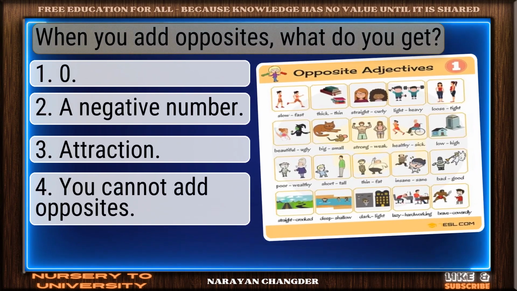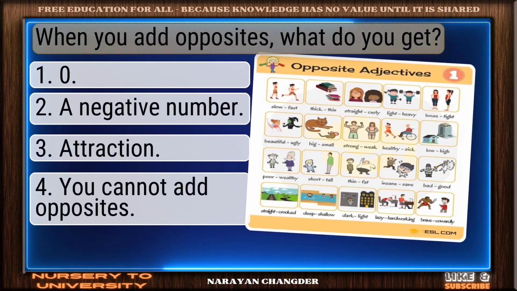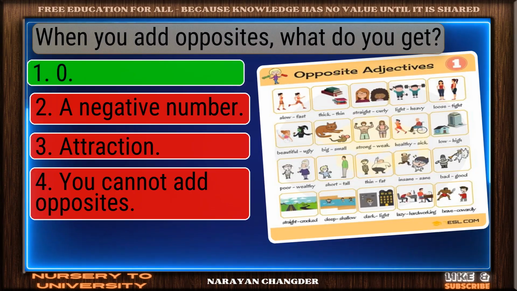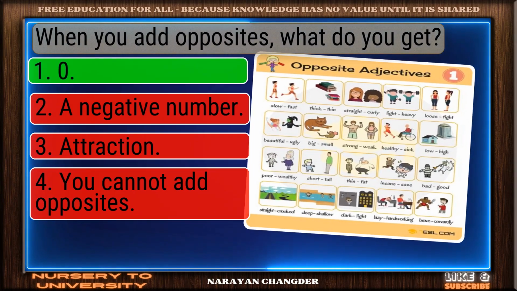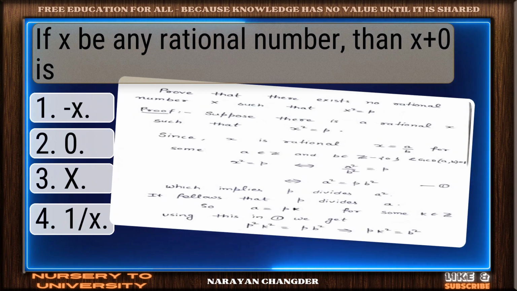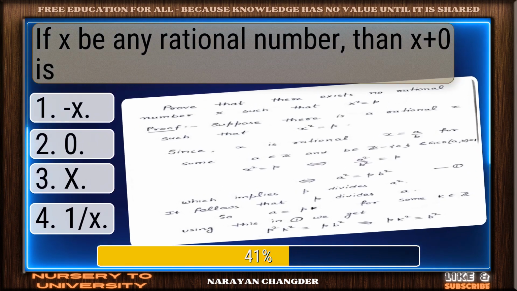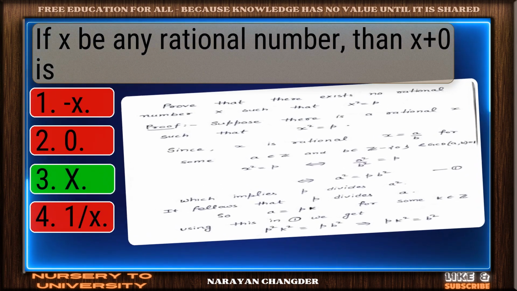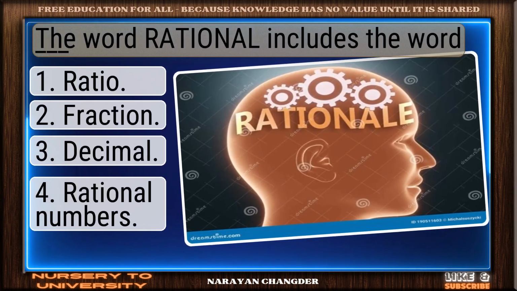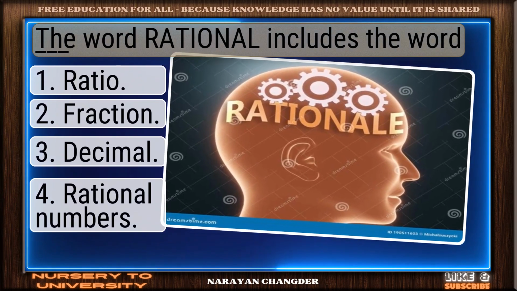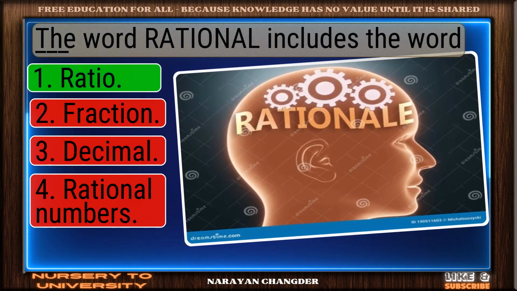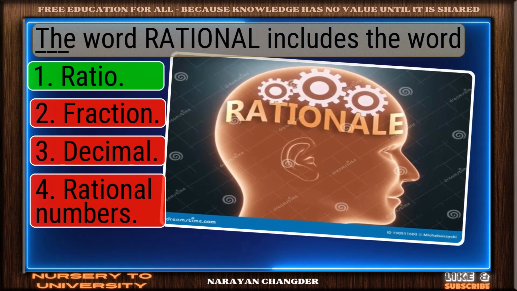Question number 24. When you add opposites, what do you get? You're right. Zero is the correct answer. Question number 25. If x be any rational number, then x plus 0 is? Solid response. X is a valid choice. Question number 26. The word rational includes the word dash. Perfect. Ratio is the correct choice.